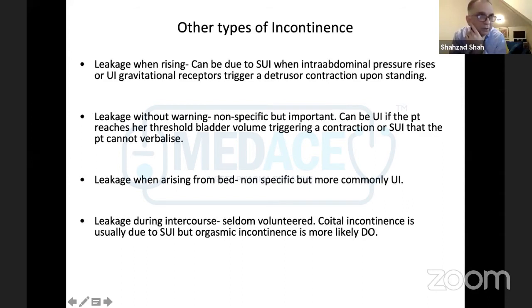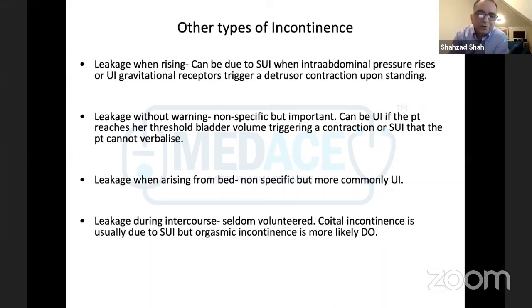Other types of incontinence that we're not much aware of is leakage when we rise. This can be due to stress incontinence when intra-abdominal pressure rises, or it could be urgency incontinence when the gravitational receptors trigger a detrusor contraction. And these are things you can tease out later.